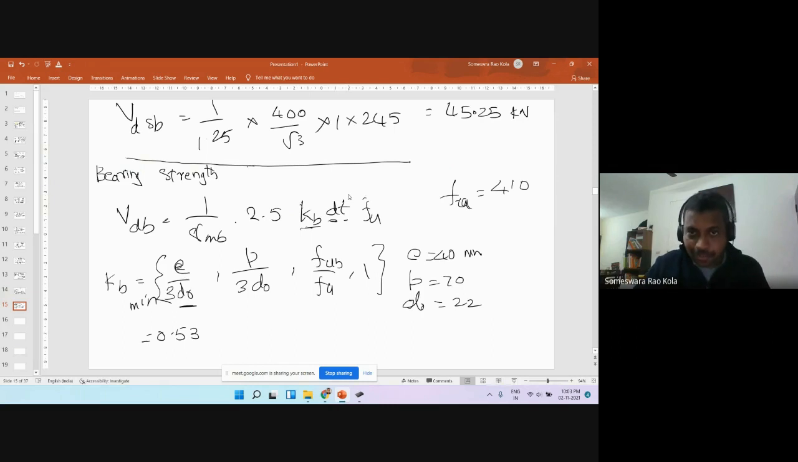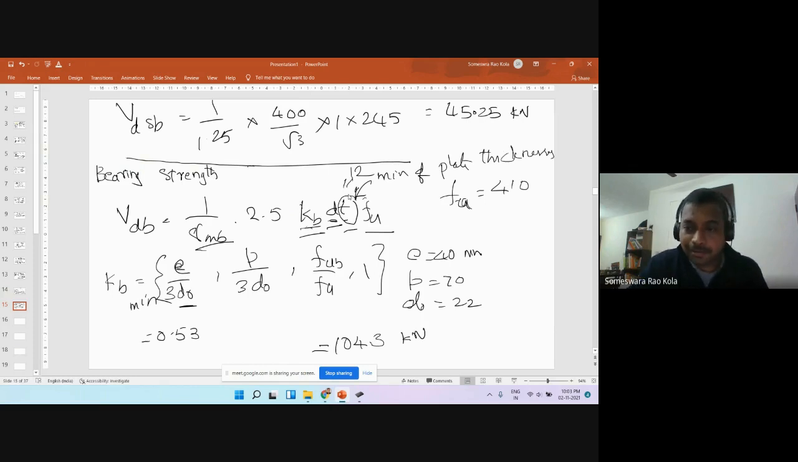Now, once you get kb equal to 0.53 and d as 20, and then t, there is a catch here. When you are taking this t, you should take the minimum of the thicknesses. So we have 12 and 16. We shall take this to be 12. Now you have fu, kb, d, t, and gamma mb. Plug in all the values and you will get this value to be 104.3 kilonewton.